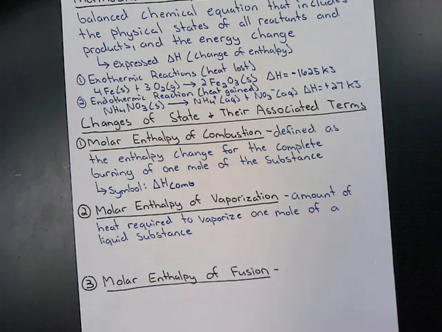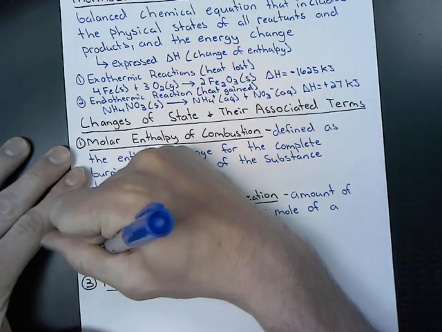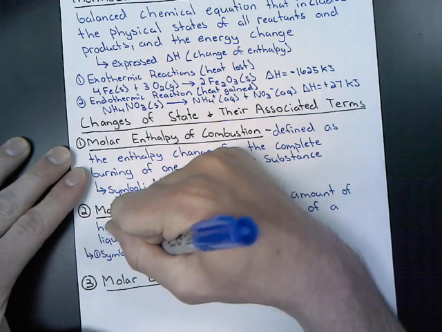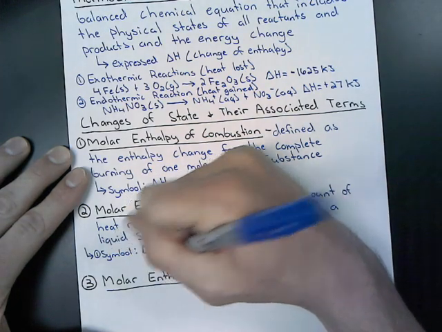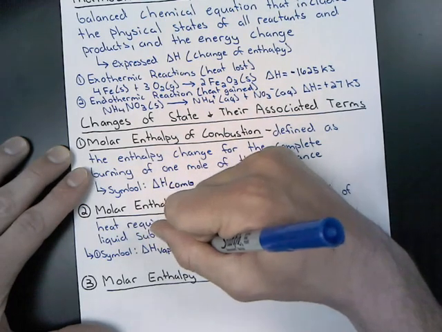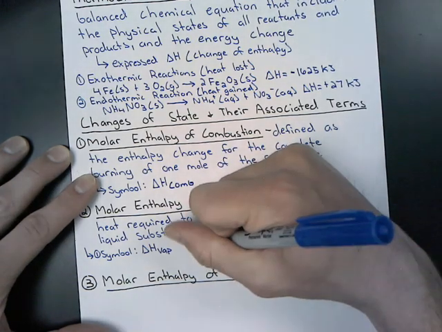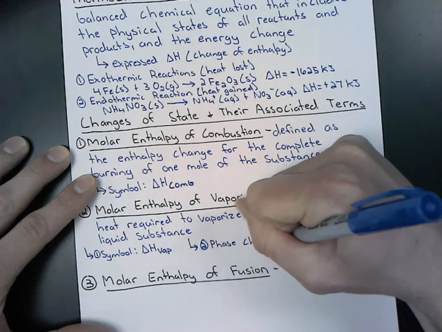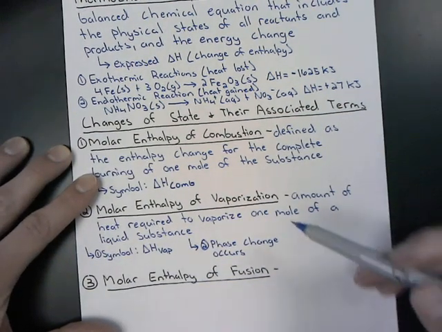Now, a couple of points to make here. Number one, the symbol that we use for this particular process is delta H, again, change in enthalpy, but this time here we put vap, delta H of vaporization. Number two, the second point that we need to make here is that a phase change occurs, and then vaporization.